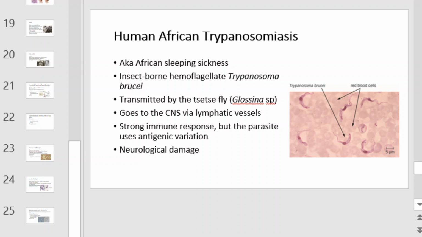Human African Trypanosomiasis, also known as African sleeping sickness, is an insect-borne hemoflagellate known as the trypanosome. The trypanosome is transmitted by the bite of the tsetse fly. It goes to the central nervous system via the lymphatic vessels. The strong immune response that ensues creates many of the symptoms. The parasite uses antigenic variation to evade these immune responses, and neurological damage ensues. Those with African sleeping sickness ultimately will simply fall asleep and never wake up.